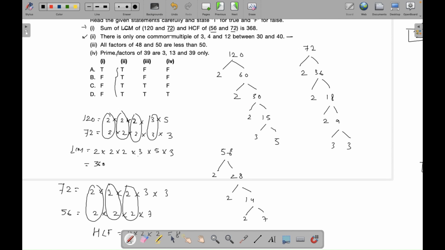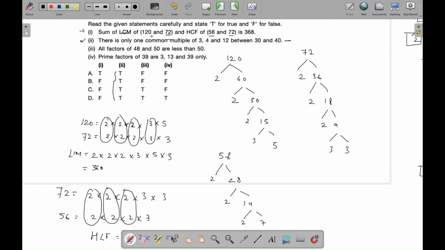Notice that we did not apply the rule that we studied previously, because if we quickly check these numbers, 120 is not divisible by 72, and 72 is not divisible by 56. That is why we do not apply that rule. We'll see in subsequent questions how that rule can help us quickly identify HCF and LCM.